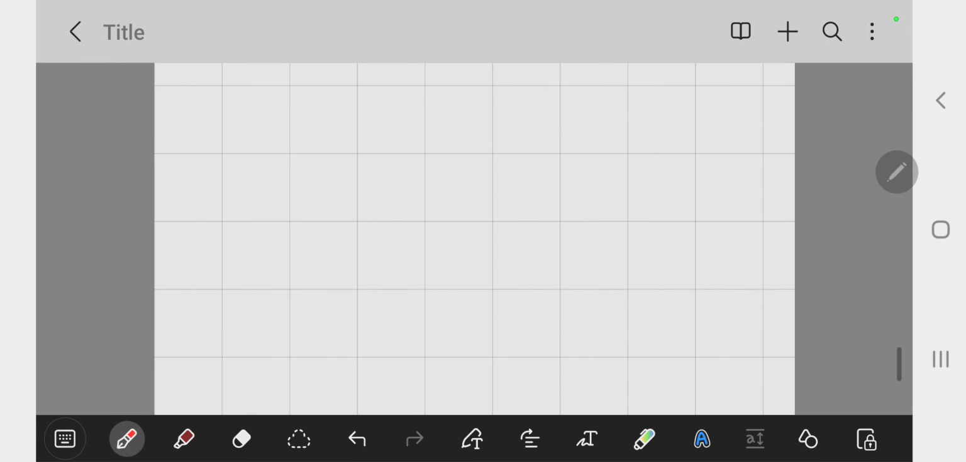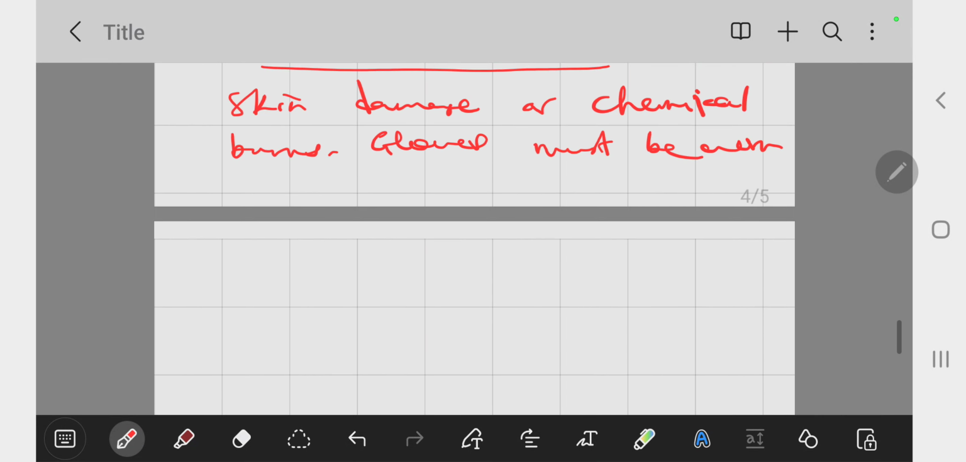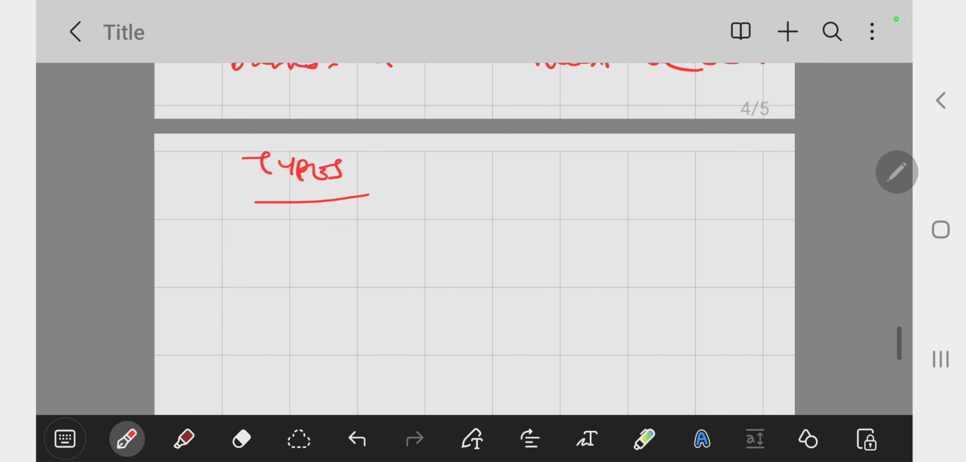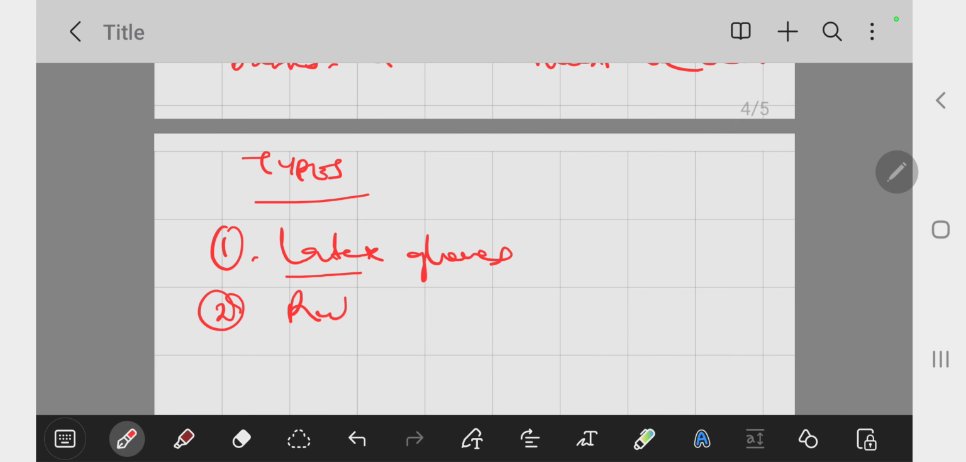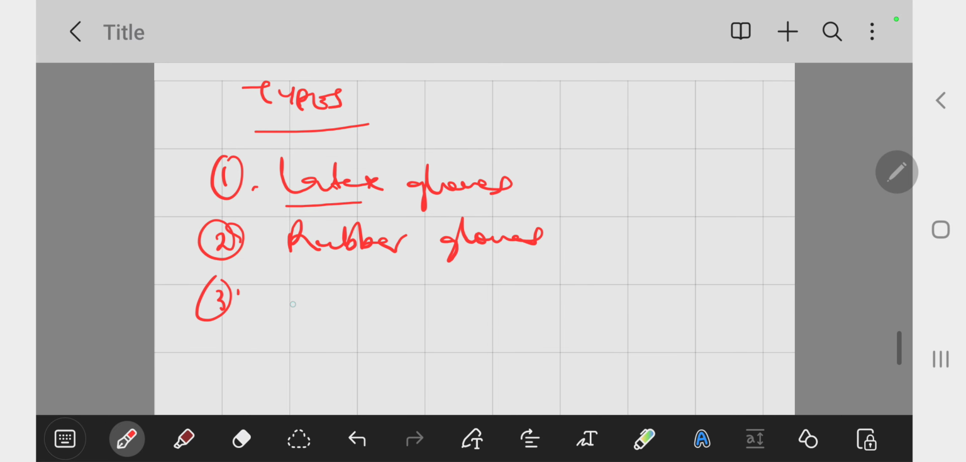So maybe you ought to know the types of gloves which are there. Maybe you can have a list. Some of the most common ones include latex gloves. I already told you that latex is a material, and it's more like a plastic. Then you can also have rubber gloves. Then sometimes you can have leather gloves, depending on the working conditions and specifically what you want to protect your hands from.